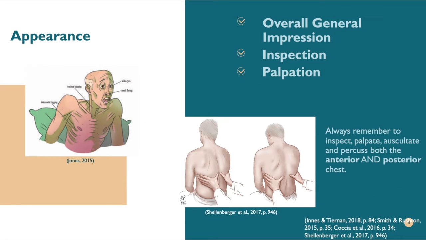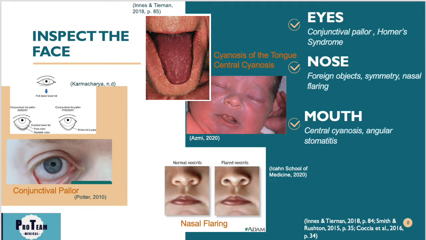In a general respiratory exam, appearance looks at the general impression of the patient. For example, are they distressed, calm, etc. In an advanced assessment, further include inspection and palpation. Take a head-to-toe approach to allow for a thorough, systematic assessment, and always remember to auscultate, palpate, inspect, and percuss both the anterior and posterior chest.